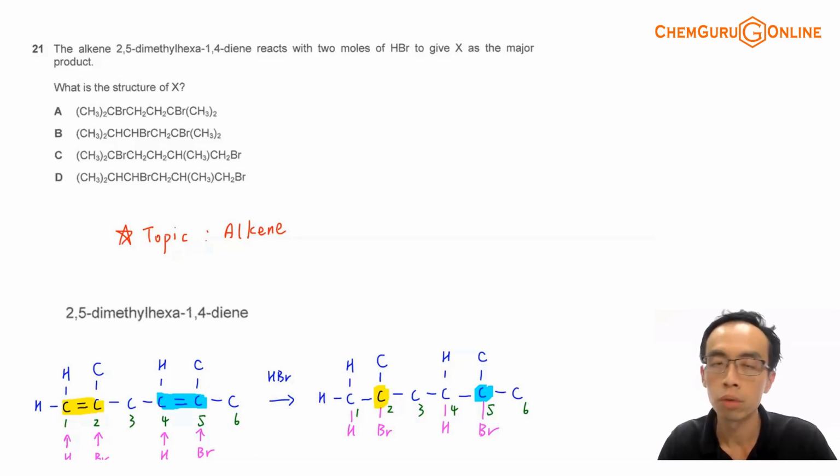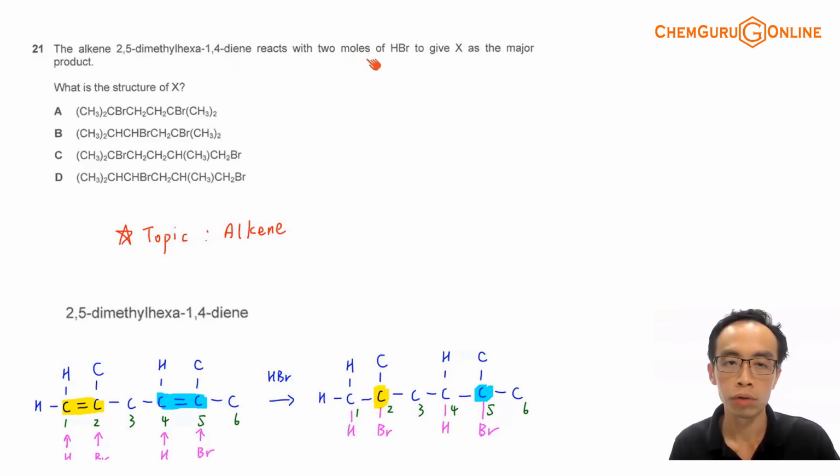Now, in this video, we want to run through the third portion involving 2022 A-Levels H2 Chemistry Paper 1, starting from question 21. The alkene 2,5-dimethyl-hexa-1,4-diene reacts with 2 moles of HBr to give X as the major product. So we want to determine the major product.